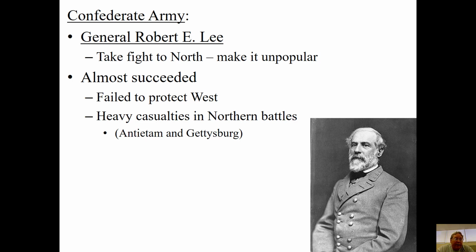And Lee says, "I'm honored that you would ask me to, but I'm going to stick with my state. I'm going to go with Virginia." Now, at the time, Virginia hadn't made a decision as to what side it was on. But within the next couple of days, it was pretty clear Virginia was going to join the Confederacy.